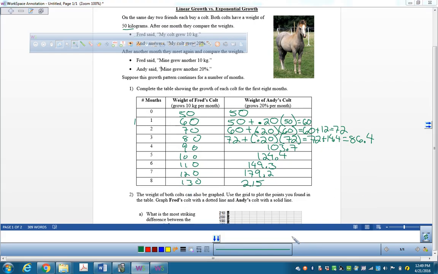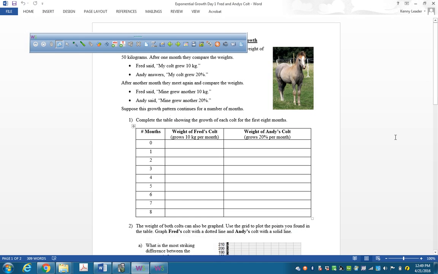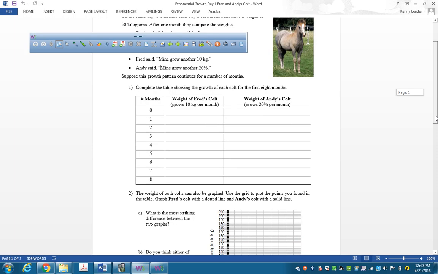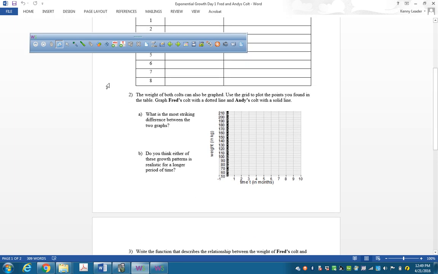Okay. So now, what I could do with all that information is take that info and graph it. Using the points you found in the table, graph Fred's colt on the dotted line and Andy's colt on the solid line. So I think that you guys can do that.